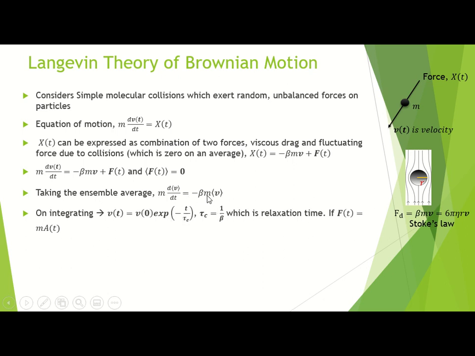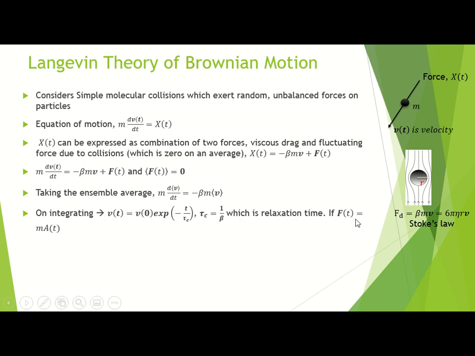Now for 1 upon beta we have another symbol, that is tau c, and tau c is called the relaxation time, because beta has the units of reciprocal of time. Therefore 1 upon beta is tau c, and that is called the relaxation time. So it will be the average time between two successive collisions.